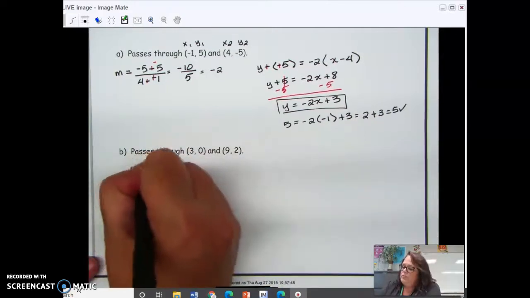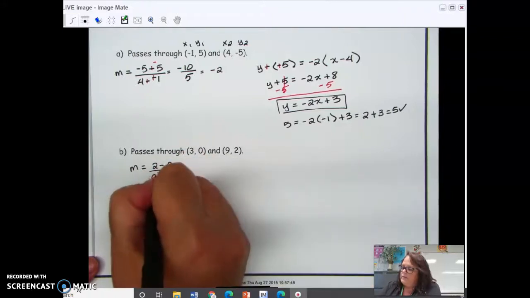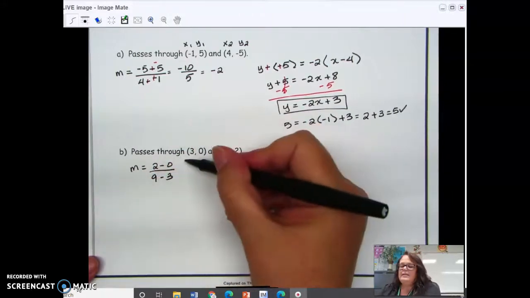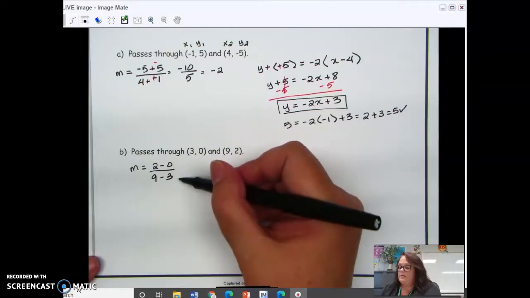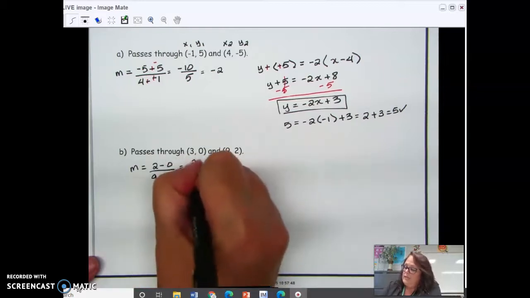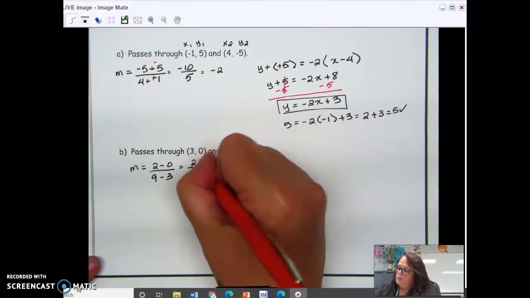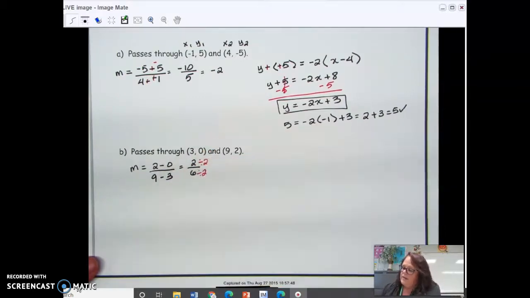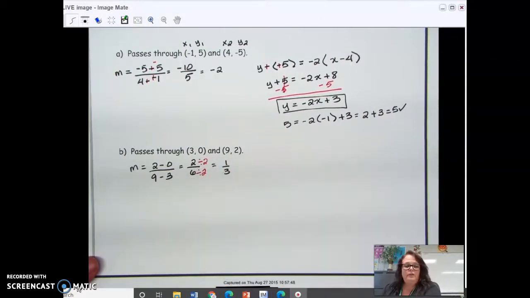So your slope should be 2 minus 0 over 9 minus 3. Now, if you change that to 0 minus 2 in the top, that's totally fine, but go the same direction for the bottom, so that would be 3 minus 9. So here we get 2 over 6, and then if I reduce that by 2, that gives me 1/3. So I have a slope of 1/3.